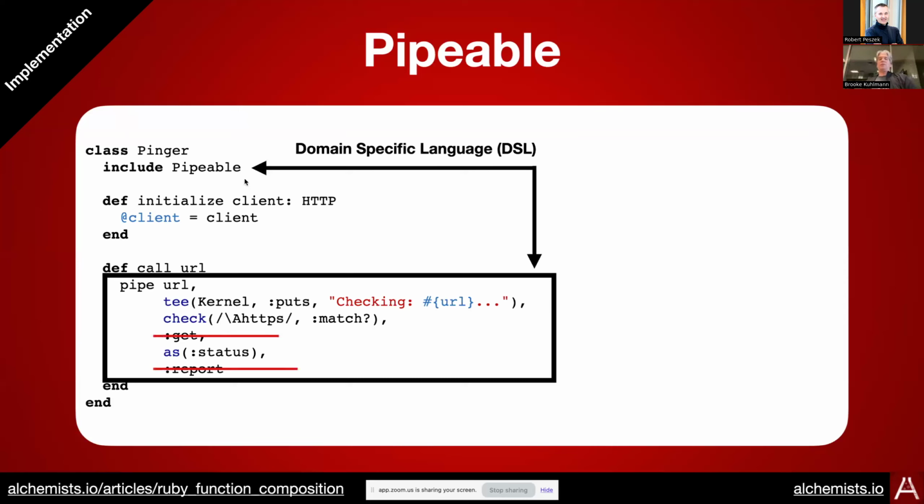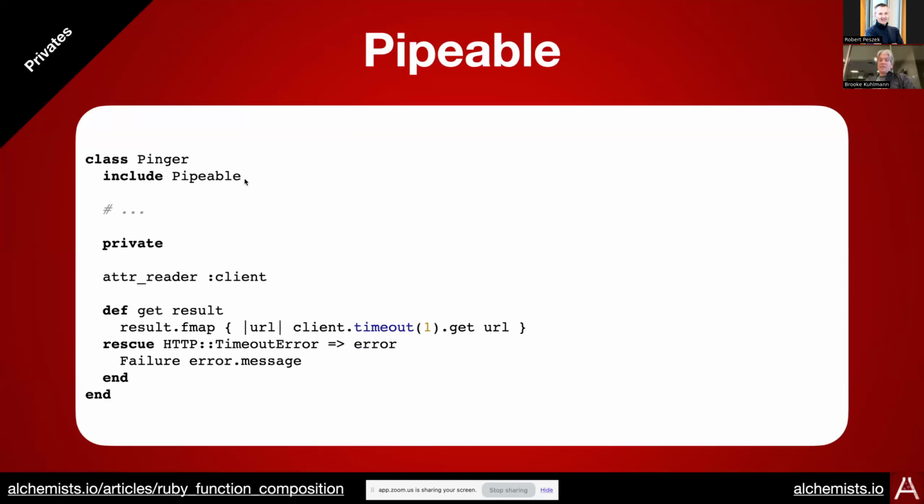And then get and report is some nice syntactical sugar that Pipeable gives you, which basically takes any symbol that it gets and then knows to actually call whatever method that you have in your implementation within this class, send a message to those methods, if that makes sense, both get and report. I'll show you what those look like here in the next couple slides. So let's actually get right to that.